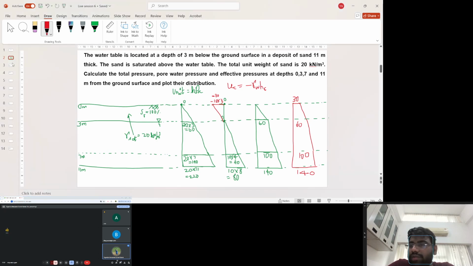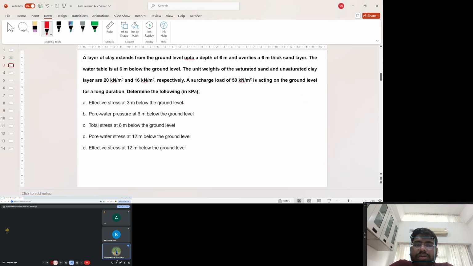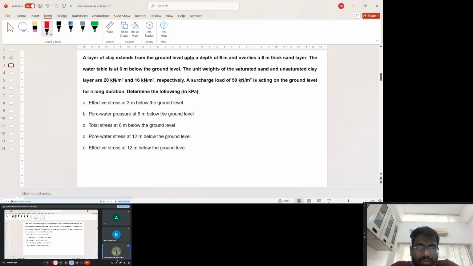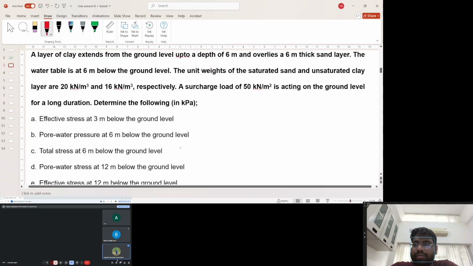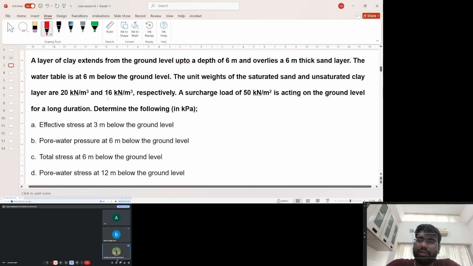So moving to the next question. This is the question which we solved last week. So now I have introduced a surcharge load in this question to understand the effect of surcharge on effective stresses. Right. So the same question, a layer of clay extends from ground level up to a depth of 6 meters. I think is the font right, or shall I make it a bit bigger? It is very clear, sir.